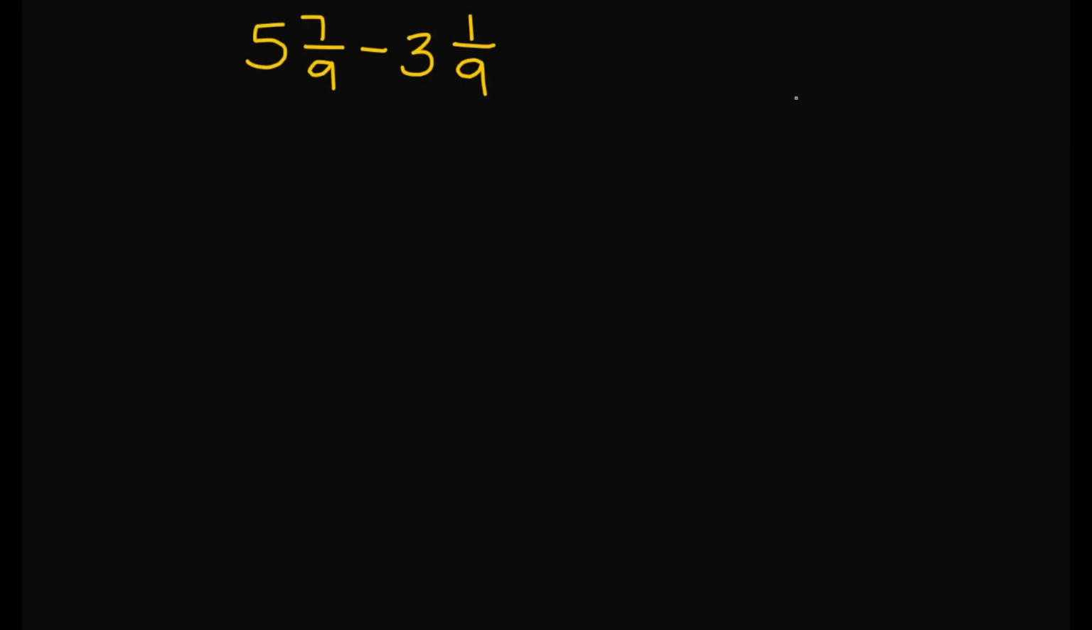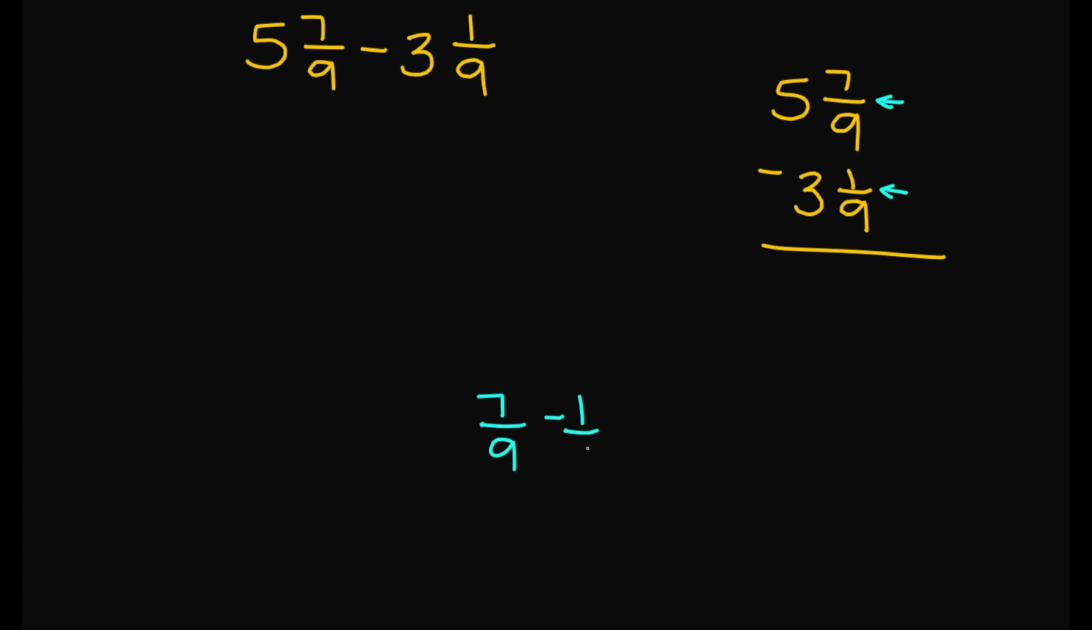Let's look at this example here. I went ahead and rewrote my problem so that we can see it a little better. And you have 7 over 9 here minus 1 over 9. So since my denominators are the same, which is perfect, then I can go ahead and just subtract my numerator. So we have 7 over 9 minus 1 over 9. My denominators are the same, so my numerator is going to be 6, and my denominator is going to stay as 9.